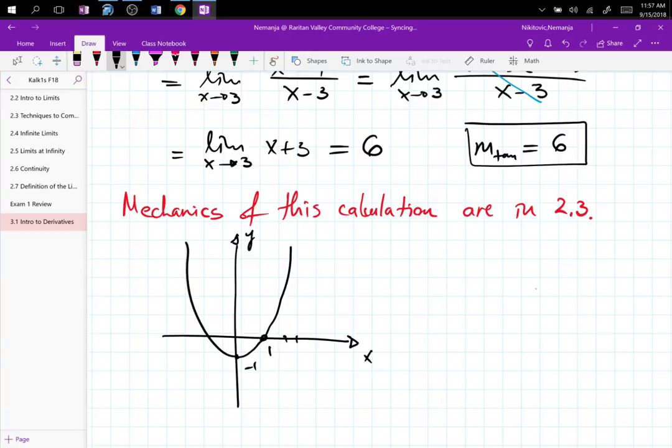If you go to 3, there will be a tangent line at 3, whose slope is 6.